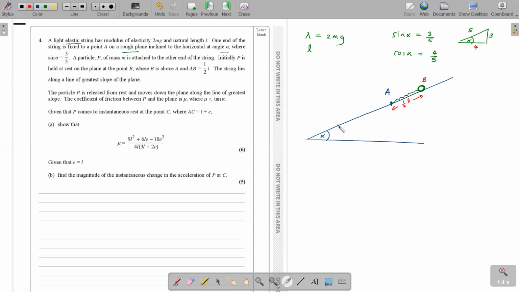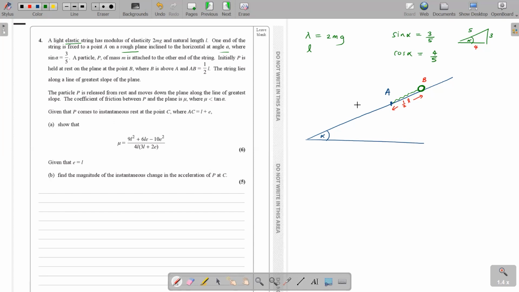They are saying the particle is released from rest and moves down the plane along the line of greatest slope. The coefficient of friction between P and the plane is mu, where mu is less than tan alpha. Given that P comes to instantaneous rest at the point C, where AC is equal to L plus e. So definitely the particle, when it moves down, should go down passing its natural length, as I told you.